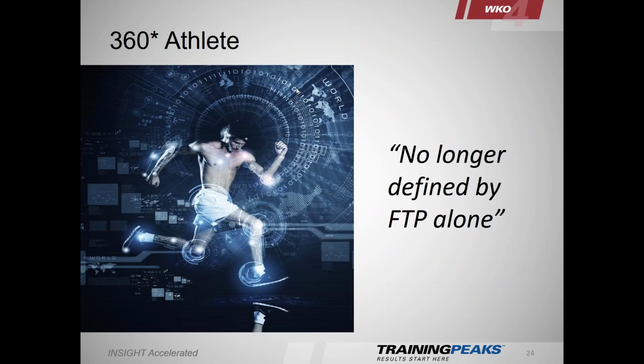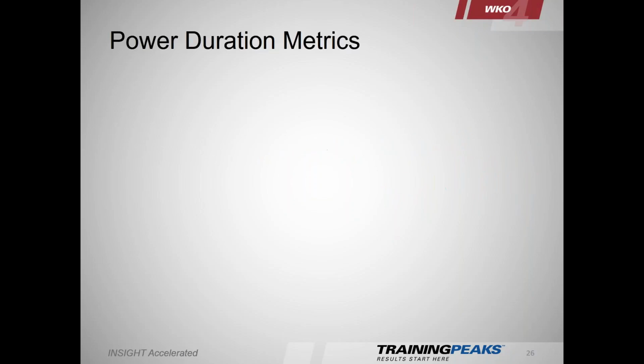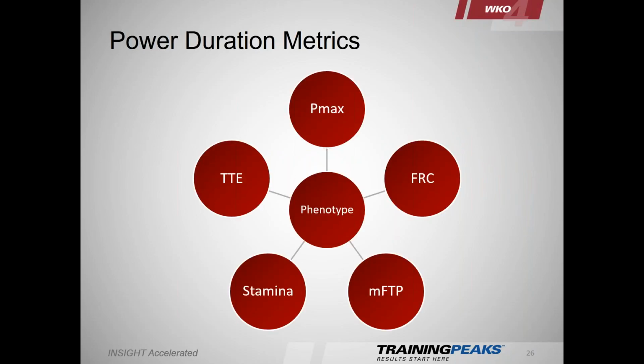So we went out and we created a group utilizing WKO4, which is kind of cool, and its analytic power. We utilized the model, and the model was driven by this desire, don't get me wrong, to create a series of new metrics. Pre-power duration model, we tended to look at one metric when we did most of our functional training. WKO3 only gives you one metric to work with. TrainingPeaks only gives you one metric to work with. The power duration curve and WKO4 gives you a few more.